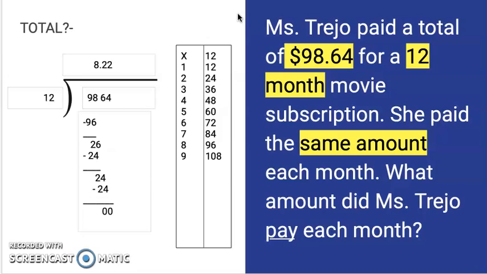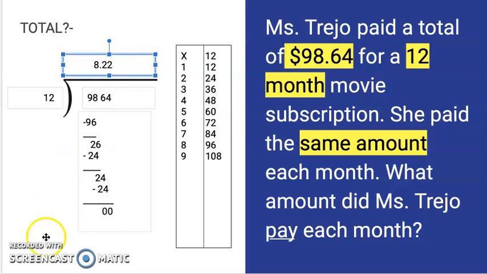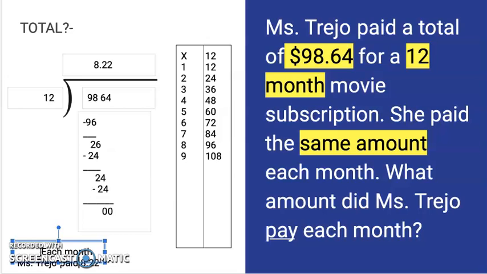Now that I solved it, I go back to the question. What amount did Ms. Trejo pay each month? Well, let's see. I'm going to copy this to make it easier. Each month, Ms. Trejo paid $8.22. Okay, so that is my answer, guys. Each month, I would have paid $8.22 in order to pay off my movie subscription.